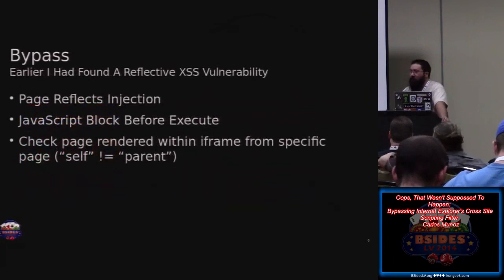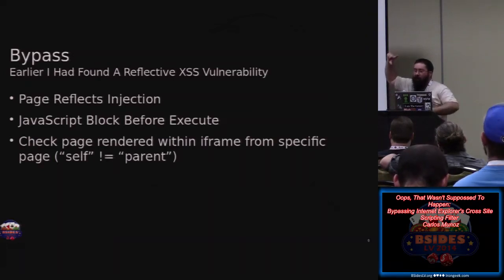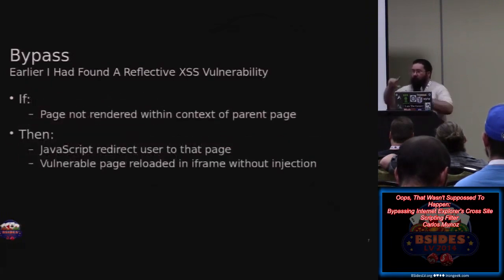Previously, I had found a somewhat interesting cross-site scripting vulnerability. I could get my injection onto the page. However, before that injection would execute, there was a block of JavaScript further up on the page that would check: is this page that has the reflection within the iframe of another page? And if the vulnerable page was not within that larger iframe page, it would automatically redirect the user to that outer page with the injection stripped out.